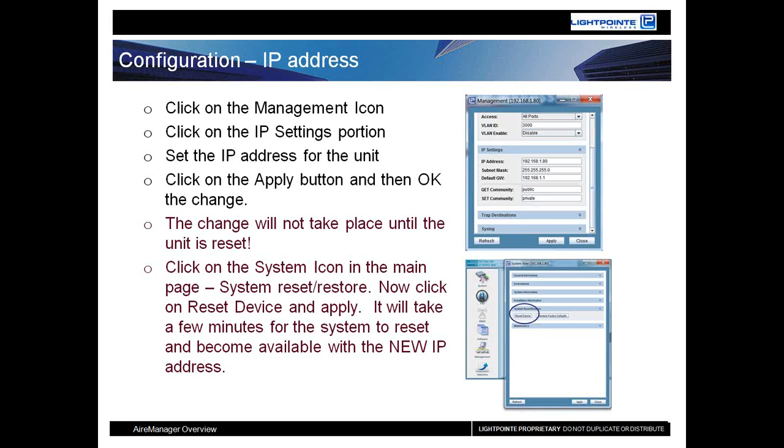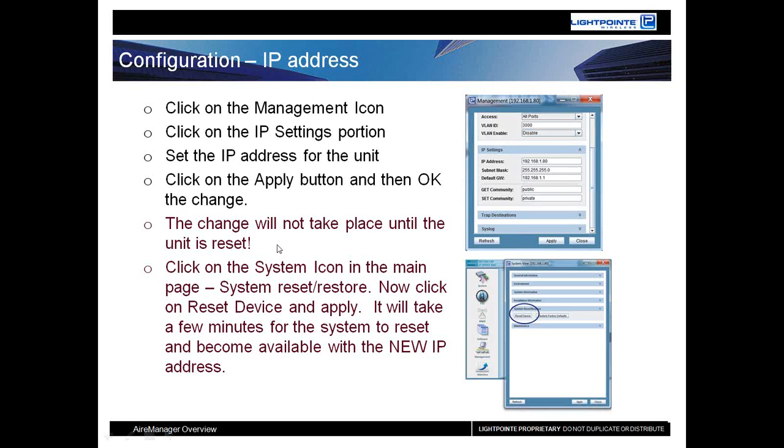So once you've gone ahead and changed your IP address, and here this is a unit that I have in our facility, the one closest to the camera, you can see I've changed it to .80. I've left the other two parameters the same. Once you've done that, you'll click on the Apply button, and then you'll get an OK to change, and you're going to say yes to that.